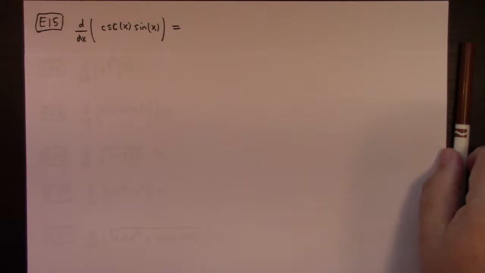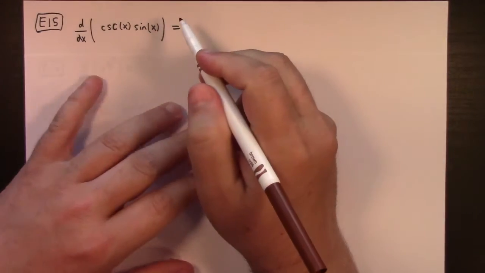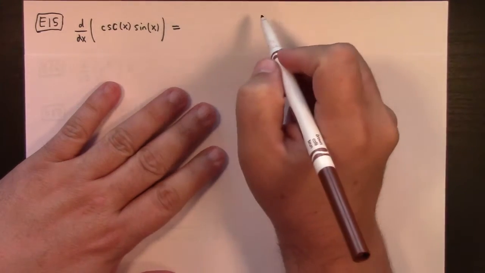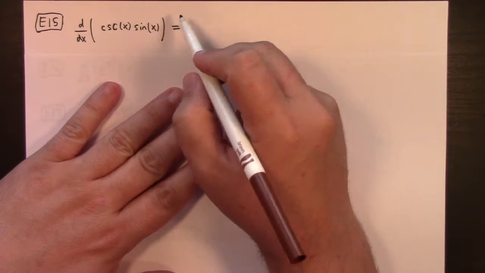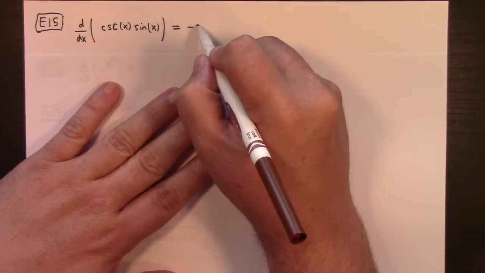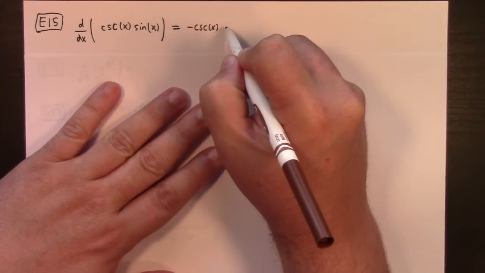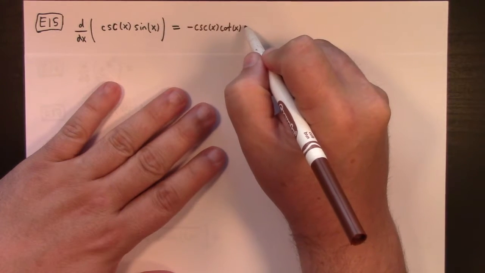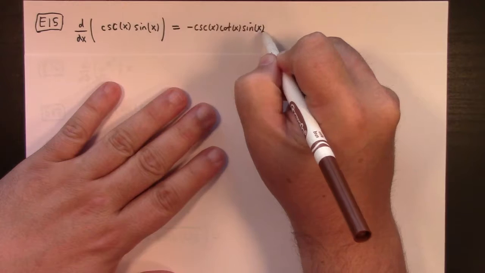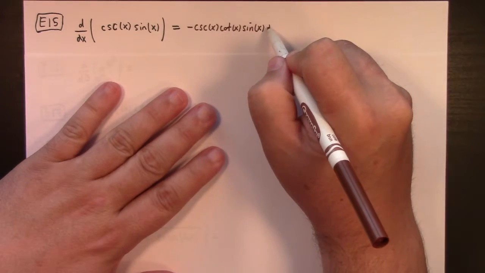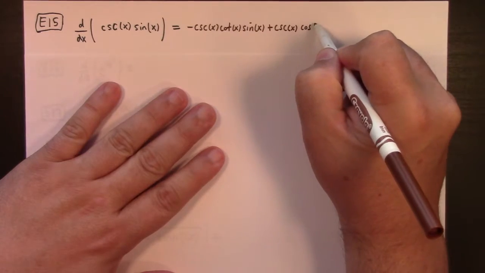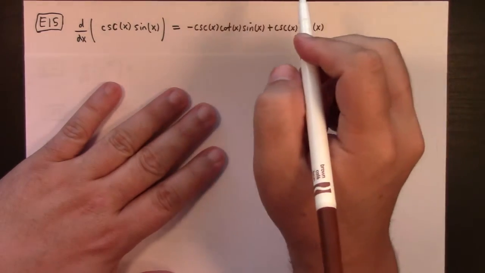All right, let's continue with some further examples of differentiation. Here we have the derivative of cosecant times sine. Now, of course, I could do a rather silly thing and go, all right, well, that's minus cosecant x cotangent x, times sine of x, plus cosecant cosine x by the product rule, right?